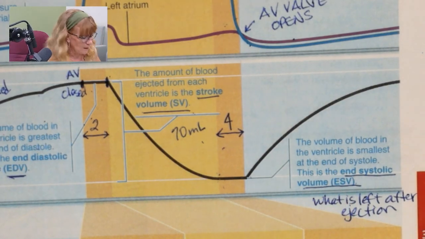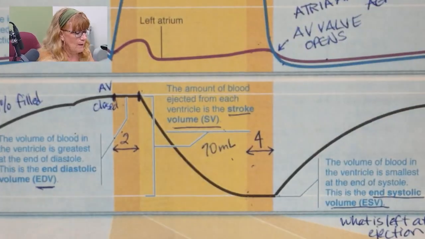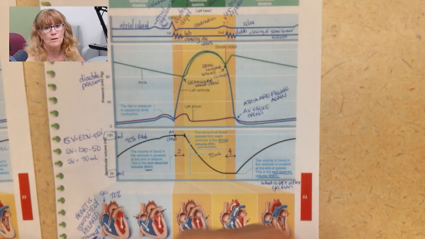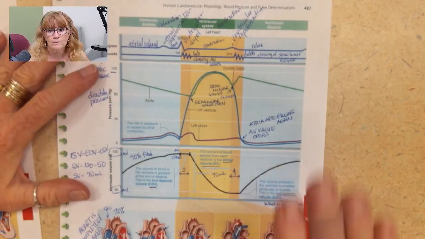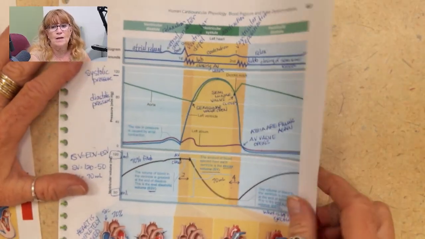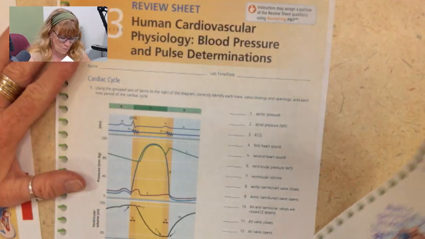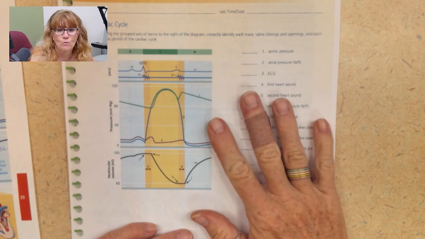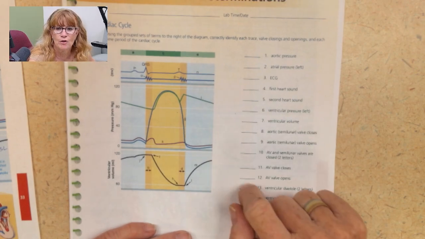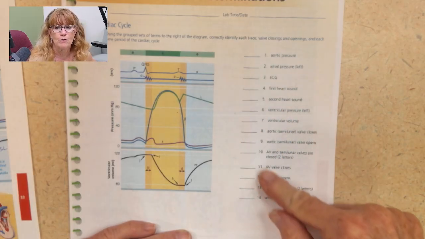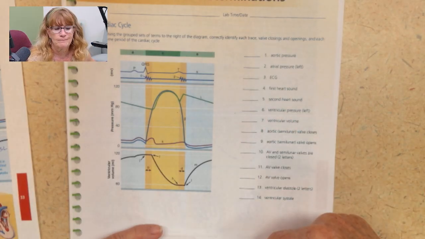So hopefully that's helped you have a better understanding of what is happening, the events of the cardiac cycle. So go through this. You can put notes on your paper like this, but now I would like you to try this assignment or this worksheet and see how you do, and then you can come back to the next video, and that's where I walk through it with you, and then you'll have the answers. So good luck.